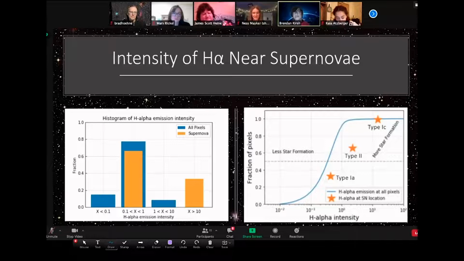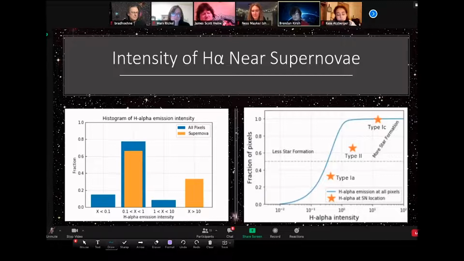Then to the right, we have a cumulative distribution function of our data. You don't need to know what that means. Basically, we just have this line here that adds up, it's cumulative, and it adds up the fraction of all of our pixels. And as we go along and add up all of our pixels together, you can follow the line and you can see that the total H alpha intensity increases.